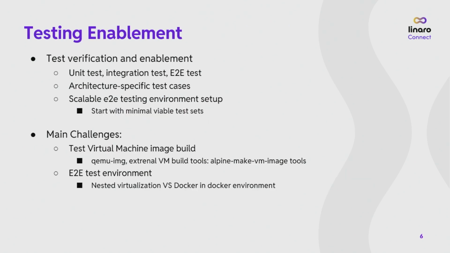The next one is testing enablement. For our open source project, testing is very essential, very important, because contributors are from everywhere. If you don't have a well-designed and well-covered test, it's hard to maintain the code quality. Usually there are 3 levels of tests in an open source project: unit test, integration test, and E2E test. For the KubeVirt project, we have unit test and E2E test.